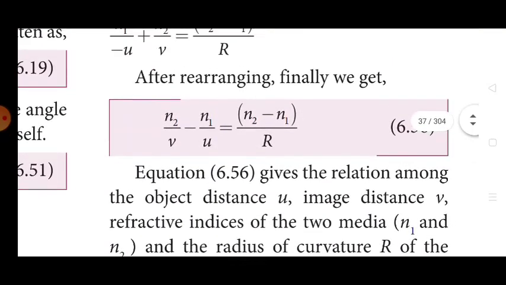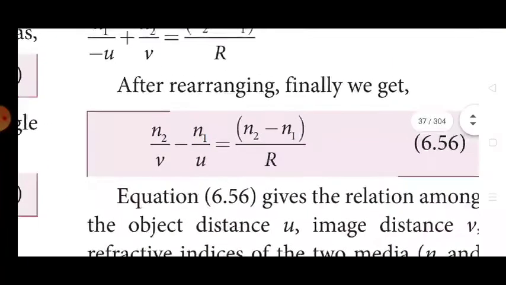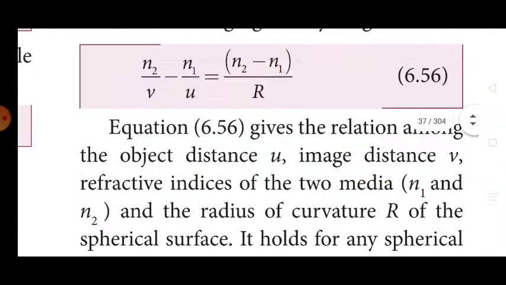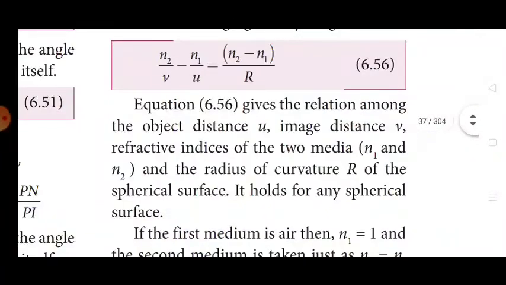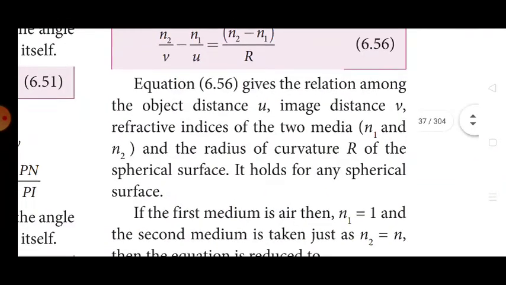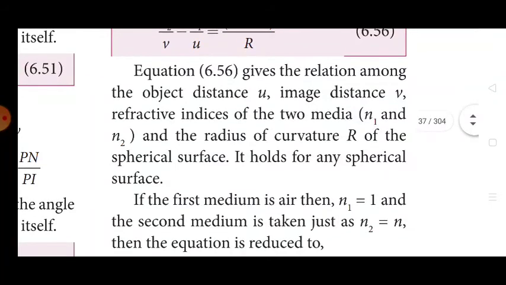This equation gives the relation among the object distance u, the image distance v, the refractive indices of the two media n1 and n2, and the radius of curvature R of the spherical surface. It holds for any spherical surface.